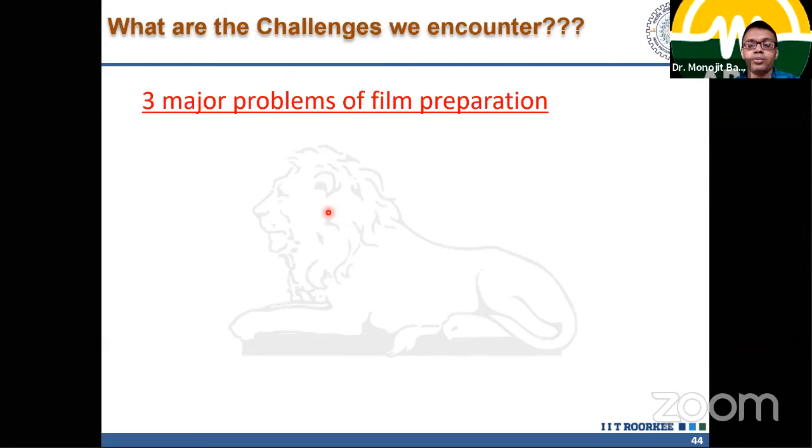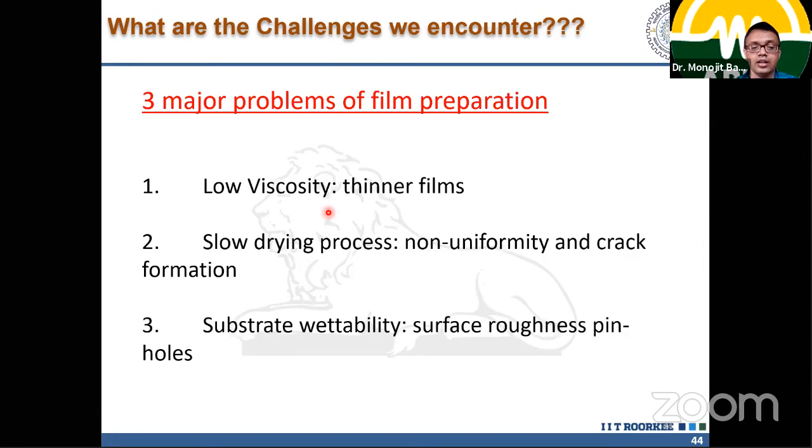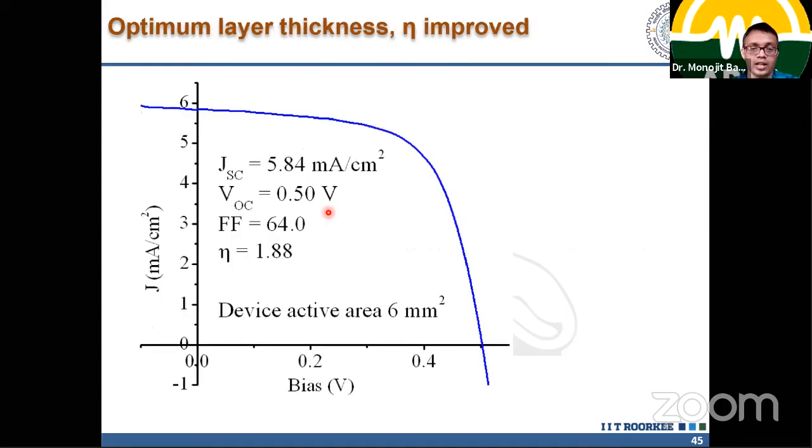So after a lot of processing, there are three major challenges: low viscosity, giving thinner films; slow drying process, giving non-uniform films and crack formations; and then substrate wettability. Whenever you have a lot of surfactant, it doesn't wet the surface, so it's very difficult to make the surface wet. After overcoming all three challenges, we were able to make the efficient device. Now it is more than 2.2% for P3HT. And there are reports from some other groups who have reported over 7 to 8%, which actually supersedes the bulk heterojunction device structure. I'll come to that point later on.